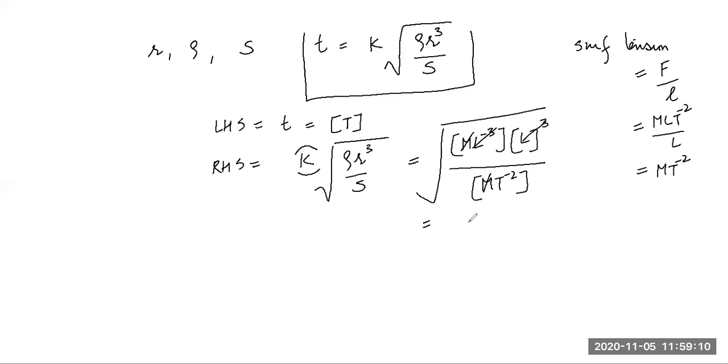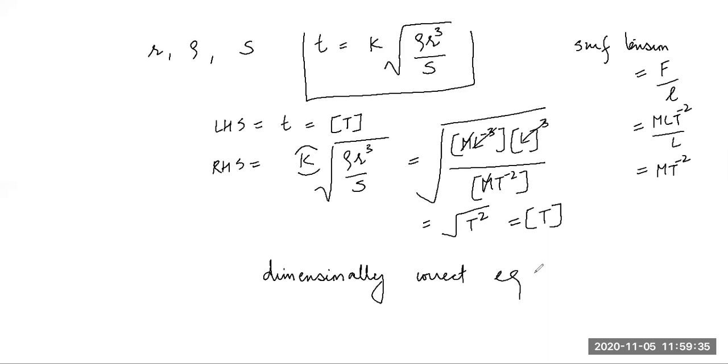So if it is T minus 2, this is T square and under root, so that is T. You see the right hand side is also T, left hand side is also T. I can say this is dimensionally what? Yasmin, correct or incorrect? Correct. Wow, very good. It's a dimensionally correct equation. So this is how we can check the dimensional correctness of the equation.